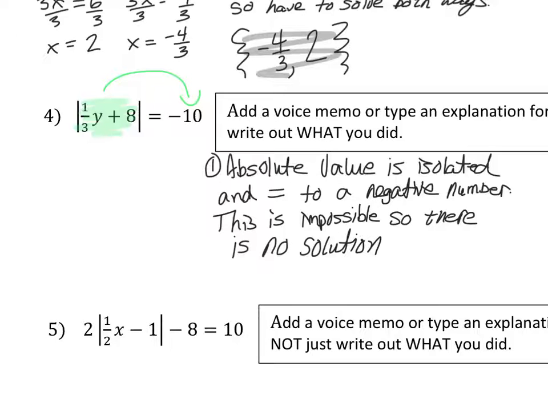So that absolute value is set equal to a negative number. Now sometimes you might have a negative number to divide off the outside, and then that'll take care of the negative number. But if your absolute value is isolated and it's set equal to a negative number, that means that there is no solution. And the reason for that, again, is because it's impossible to take absolute value and have it set equal to a negative. That's literally the definition of absolute value, is that it's positive distance. So any questions about number 4?